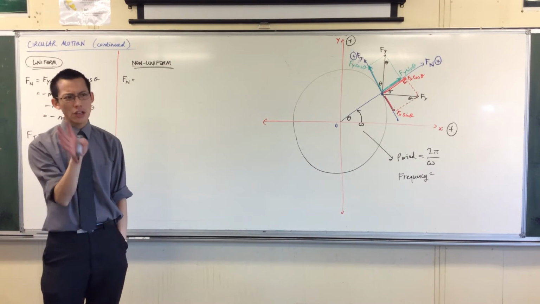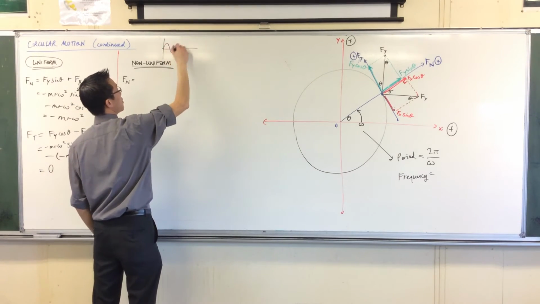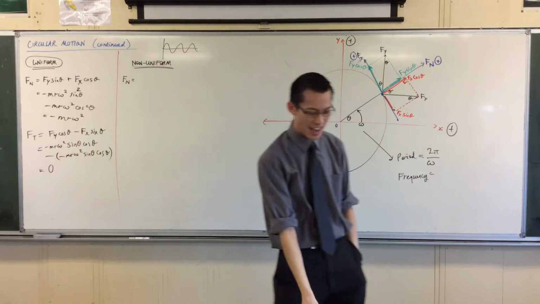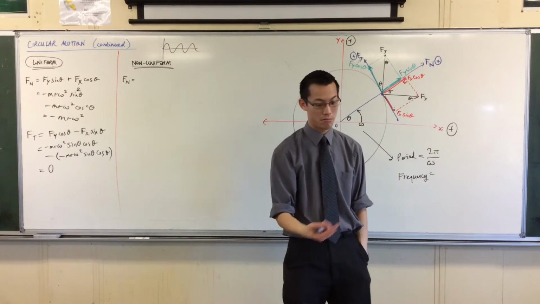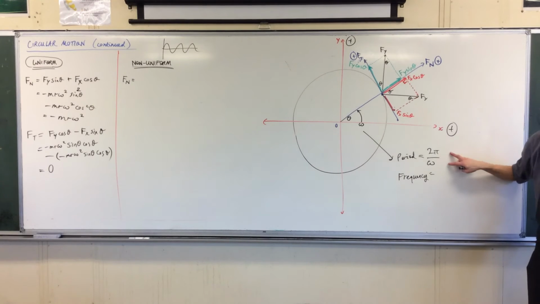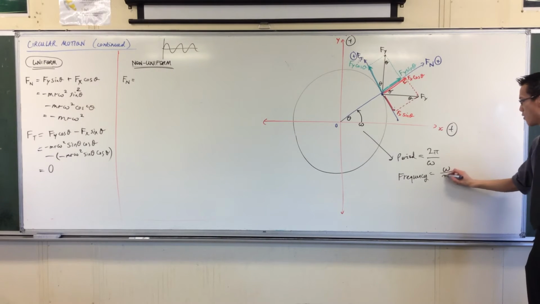How do we usually go? When you think of trig functions, these guys, which by the way are exactly the same as what you have here, how do you go from period to frequency? It's just the reciprocal of this. It'll be omega over 2 pi.